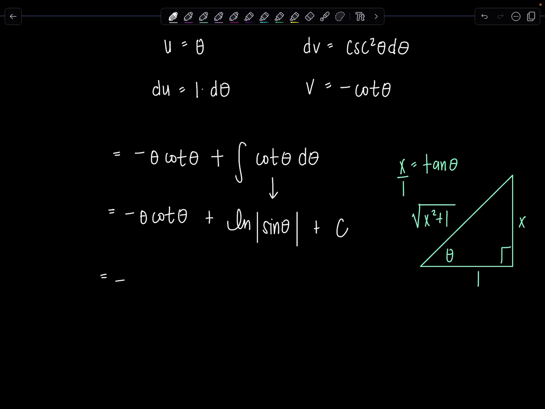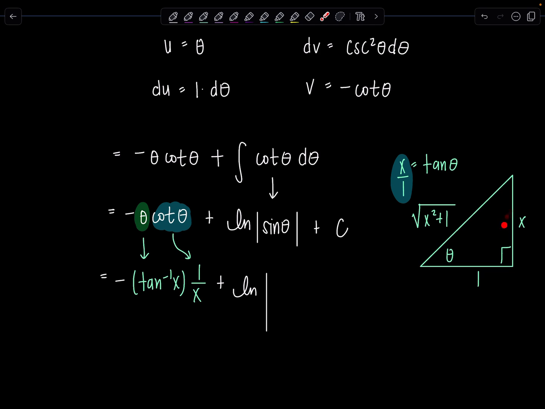So we have negative theta. Since x was tan theta, then that means plain old theta is just tan inverse of x. Okay. And then cotangent theta is reciprocal of tan theta, or come to your cute little triangle, however you want to slice and dice it. Ratio of adjacent over opposite. So that's going to be 1 over x. Good? Beautiful. Plus, we have natural log absolute value sine theta. Sine theta is ratio of opposite over hypotenuse. So this is going to be x over radical x squared plus 1 plus c.